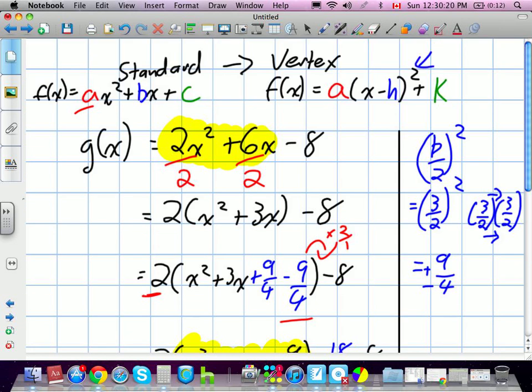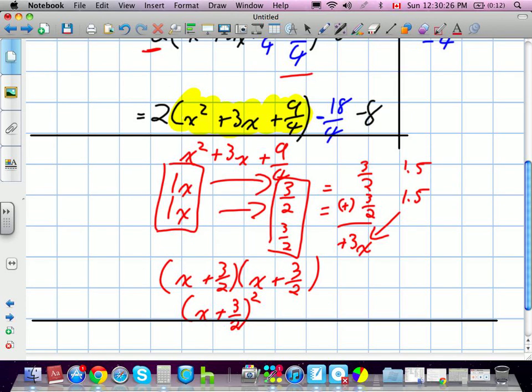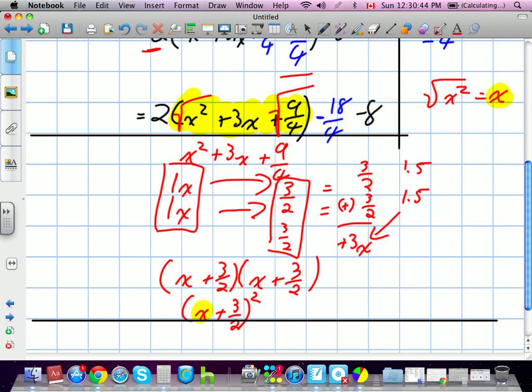So the fast way to do this, you definitely don't have to do this every time, and the reason I told you to keep it in fraction form is because the fast way to do this is to actually just square root both these numbers. The square root of x squared is just x, which is my first term. And the square root of 9 over 4 is 3 over 2, which is our second term.